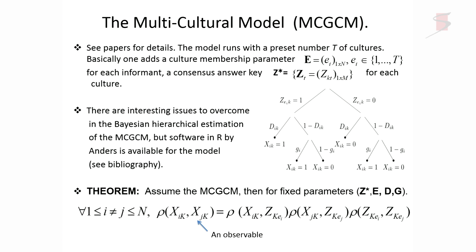The correct answer for subject I to item K is either true or false, and we go down the same tree as before. Now we have a nice theorem. This one surprised us. The theorem is that if you have the multicultural GCM, and you take the correlation between two informants across items, it factors into a product of three things: the correlation between the person and his own answer key, the next person and their own answer key, and the correlation between the two answer keys, which would mean in a scree plot that you would get more than one factor.